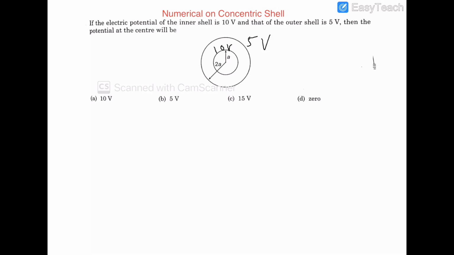See, this is quite easy. Here we are given 10 volt electric potential at the surface of shell A. We know that inside the shell, electric potential remains constant and is equal to the electric potential at the surface. So throughout this shell electric potential will remain 10 volt. So at the center also the electric potential will be 10 volt. So our answer is A.